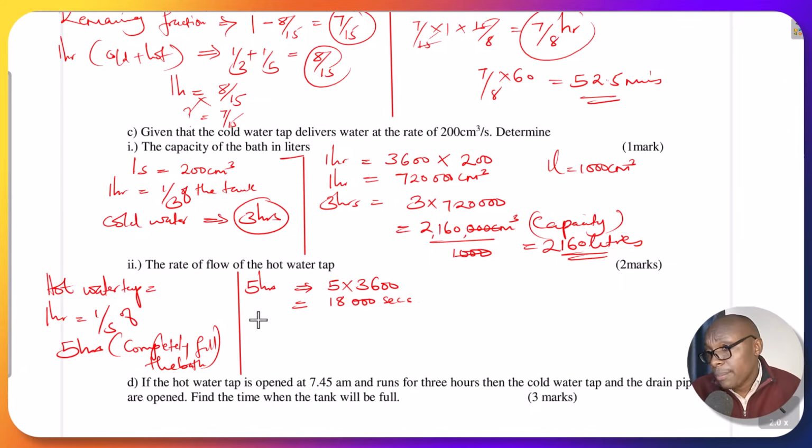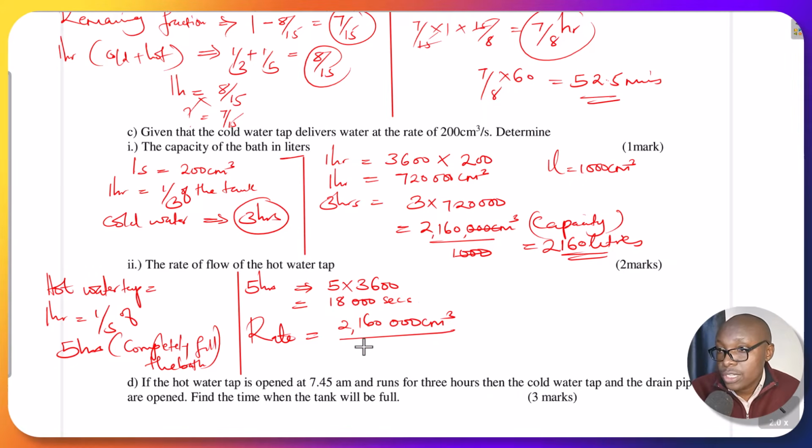Now, since we know the capacity of the tank, we can now get the rate. The capacity is 2,160,000 centimeters cubed. And then we have the time that this hot water tap can use to fill the tank, which is 18,000 seconds. So when we divide that, we will get the answer.